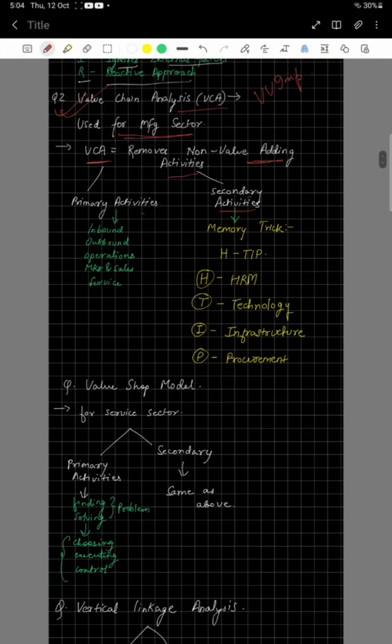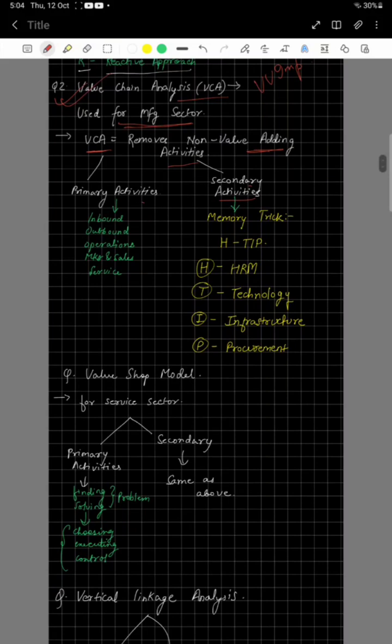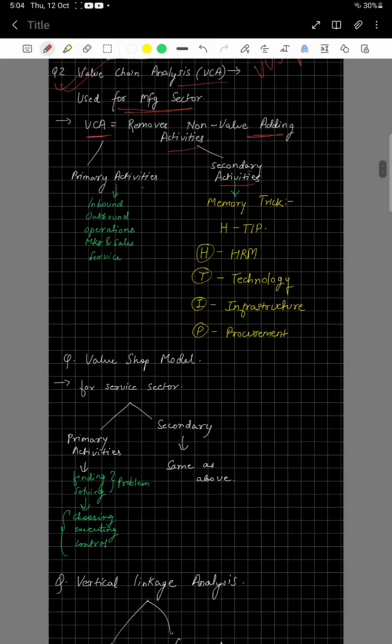When we come to the secondary activities, we have to remember that. So we can use again a memory trick, that is H TIP. For H we can go with HRM, human resource management. For T we can remember technology. From I we can remember infrastructure, and from P we can remember procurement. So H TIP: H stands for HRM, T for technology, I for infrastructure, P for procurement.